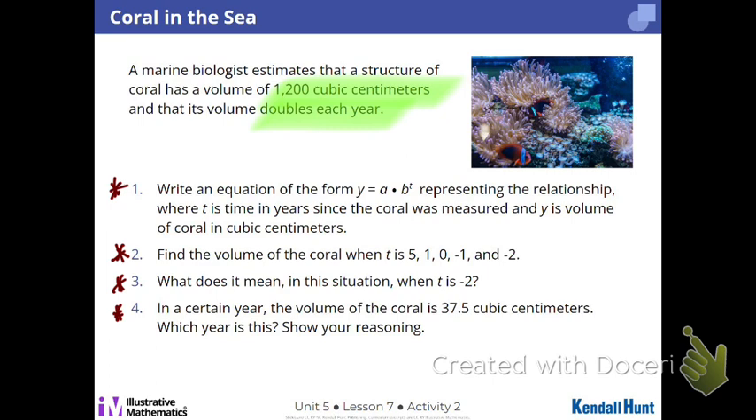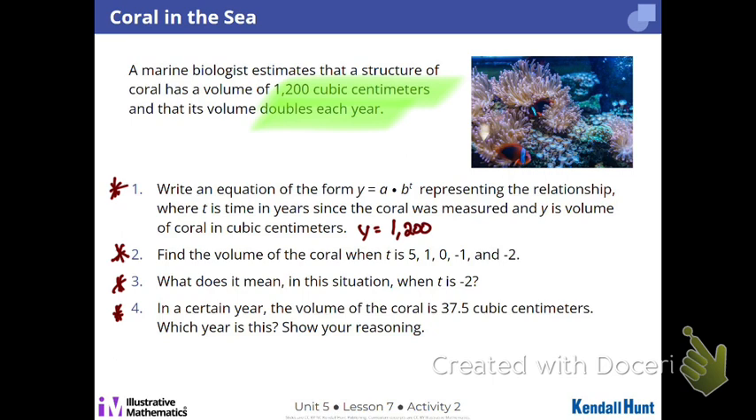Bob's going to help me set up our function. So y equals what, Bob? Where'd you get that number? I mean, in context, not in location. What is 1,200? Of what? Of the coral, yeah, so 1,200 cubic centimeters, that's how much coral I'm starting with.